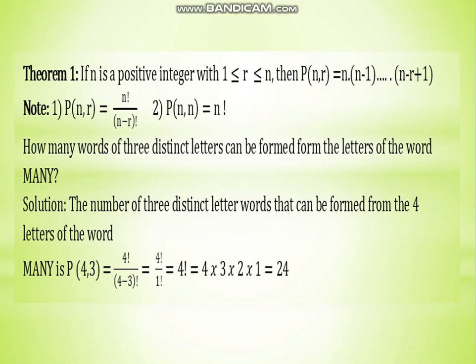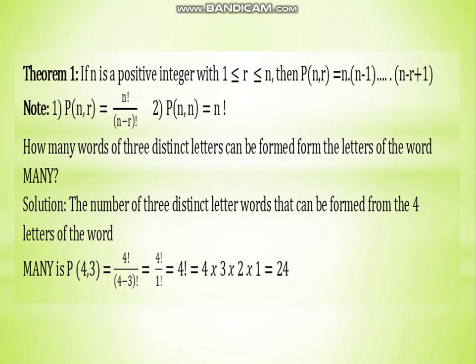So the example 1 is, how many words of 3 distinct letters can be formed from the letters of the word many? First of all, we should be able to understand what we have as total number of objects. So we have to form 3 distinct letter word from the letters of many, M-A-N-Y. So we have total 4 letters of the word. Out of those 4, we have to arrange only 3.